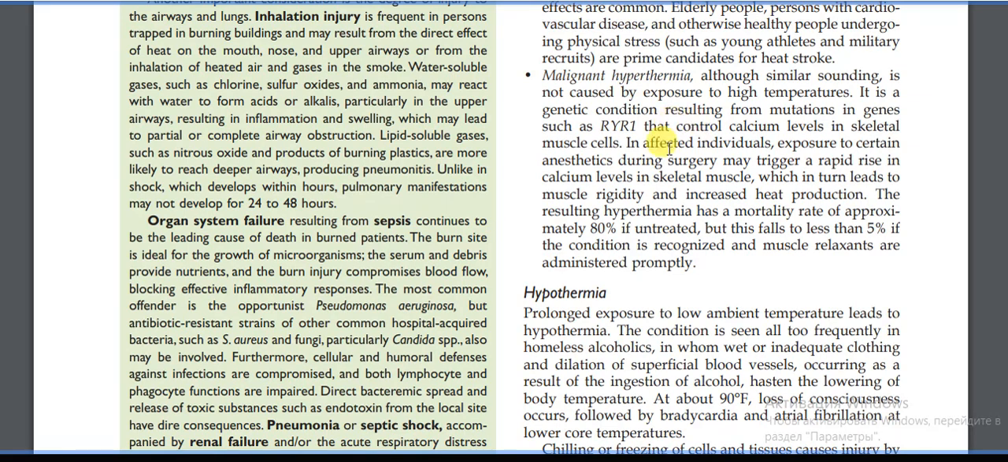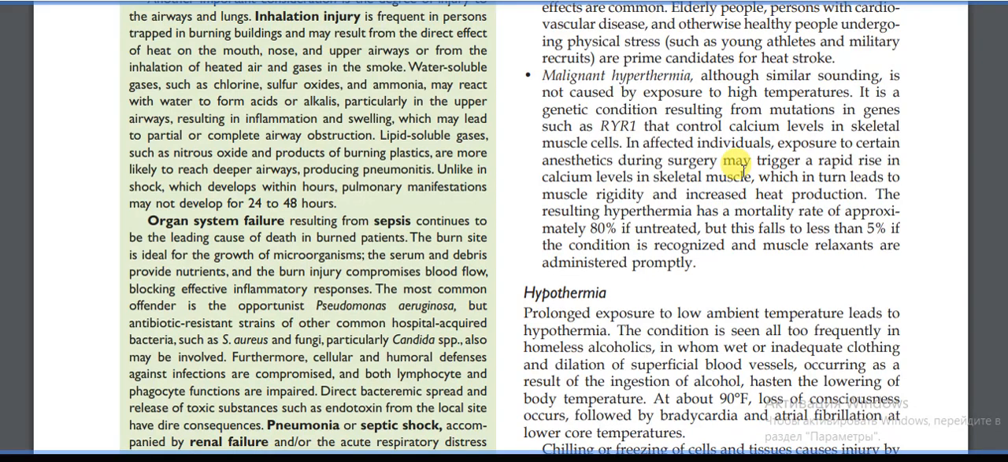In affected individuals, exposure to certain anesthetics during surgery may trigger a rapid rise in calcium levels in skeletal muscle, which in turn leads to muscle rigidity and increased heat production. You remember that calcium release into the sarcoplasm leads to contraction of muscles and shivering of muscles. It causes heat formation. But here shivering is present all over the body, and of course more ATP is produced and more reactions in mitochondria, and of course it leads to hyperthermia in these patients.